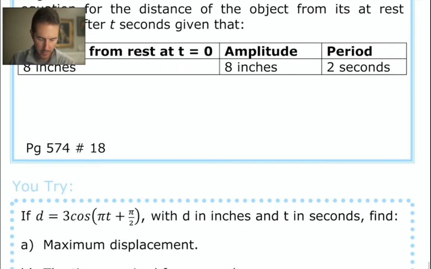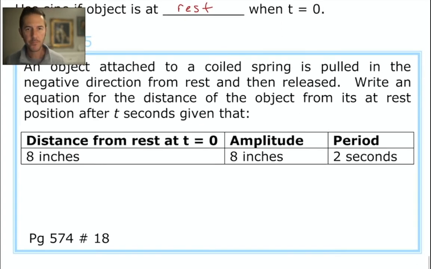All right, and this is one of 2 examples that we'll look at. An object attached to a coiled spring, much like in the diagram that we were just looking at, is pulled in the negative direction, like the diagram, from rest and then released, just like that diagram. Write an equation for the distance of the object from its at rest position.